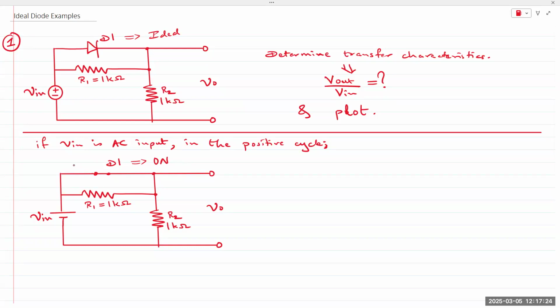If that's the case, then the anode is always forward biased with respect to the cathode, so the diode will always be on. Hence, it behaves like a short circuit. So it doesn't matter if V in is DC or AC. In the positive half cycle, the diode is always forward biased, meaning it's always on and always behaves like a short circuit.